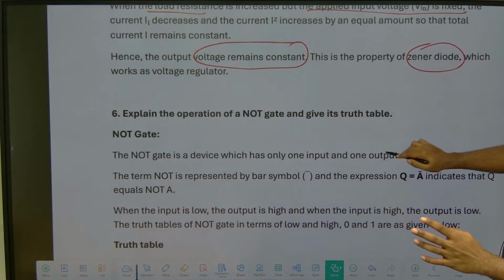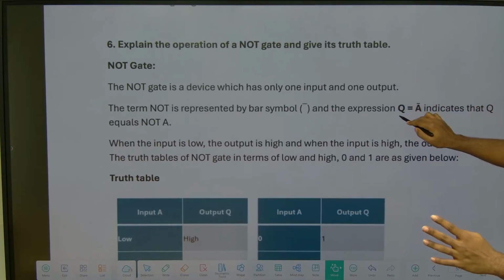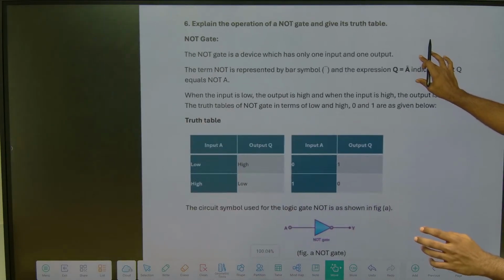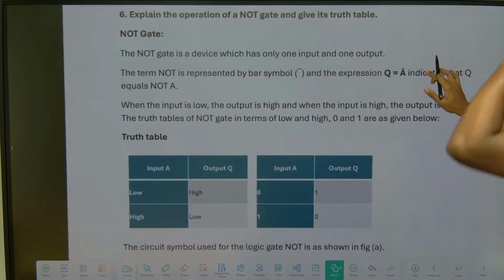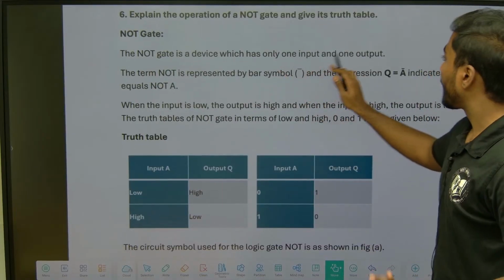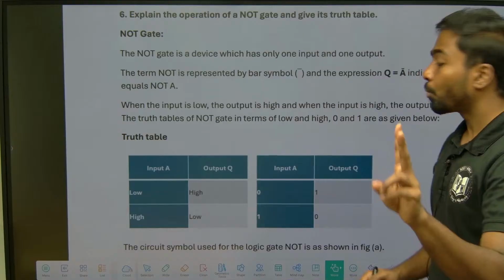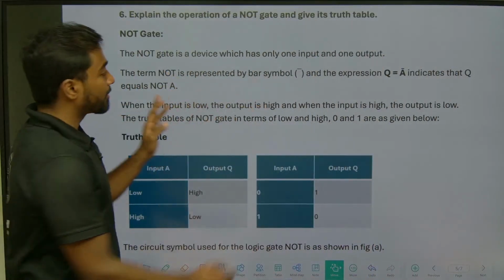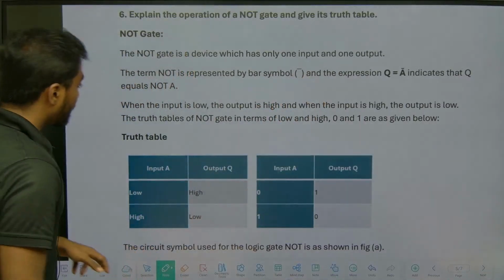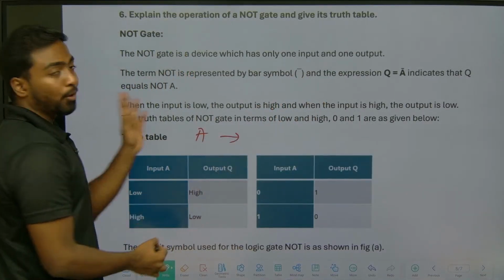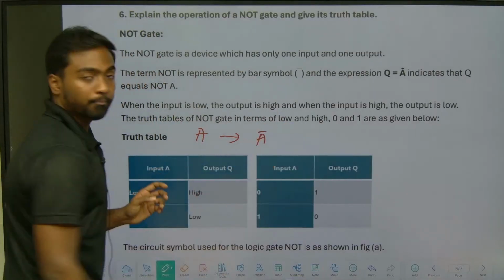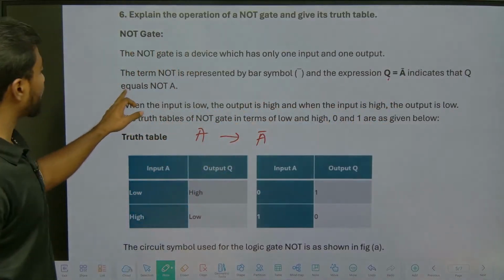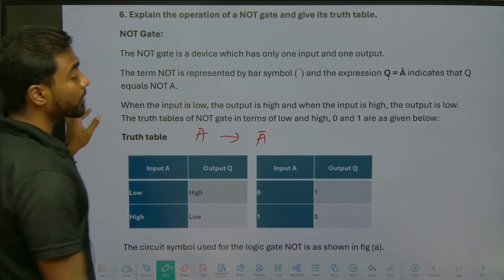So, explain the operation of the NOT gate and give its truth table. This is one of the easiest questions. A NOT gate is a device which has only one input and only one output. The NOT is represented by a bar symbol. When I take A, the NOT of A is A bar. The expression A bar indicates that Q is not equal to A.